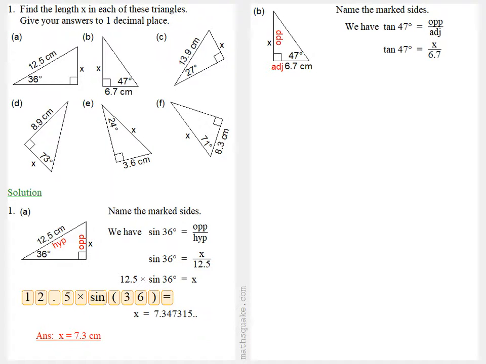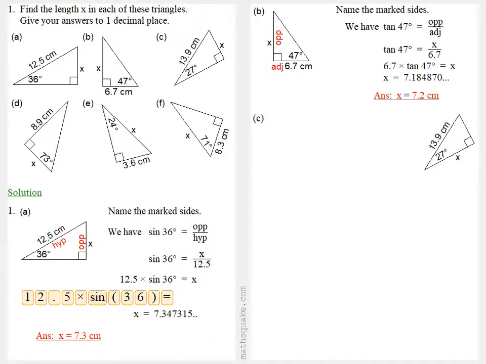Now if we multiply both sides of the equation by 6.7, we have 6.7 times tan 47 equals x. And if we type that into the calculator, 6.7 times tangent of 47 equals, we get the solution x is equal to 7.184870. Now if we're going to round that to one decimal place, our answer is x equals 7.2.